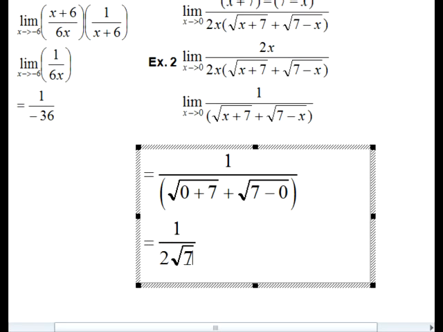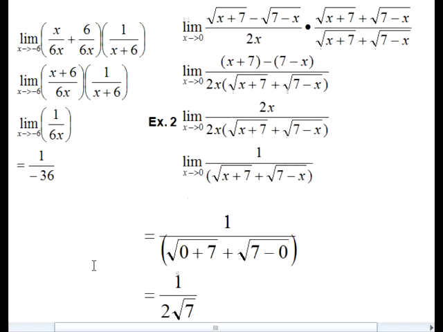Michael, if you need to explain to the class why that turns into 2 root 7: root 7 plus root 7 is just 2 root 7. Please do not tell me that equals 13.8 or whatever it happens to equal. Please leave everything in square root form.